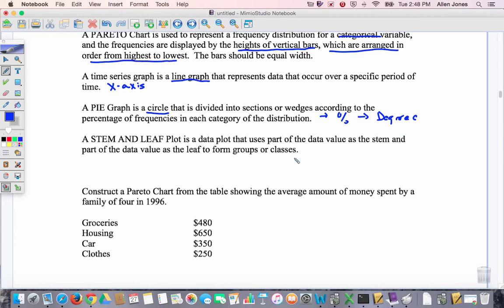And a stem and leaf plot, I think you've seen in Algebra 2. A stem and leaf plot takes a group of numbers and divides them into different classes based on characteristics of the numbers. So if we have 2-digit numbers, the first digit might be the stem and the second digit the leaf. Or if we have 3-digit numbers, the first 2 digits might be the stem and the last one the leaf, depending on how those numbers could be broken up based on the numerical values. We'll see an illustration of each one of these as we go.